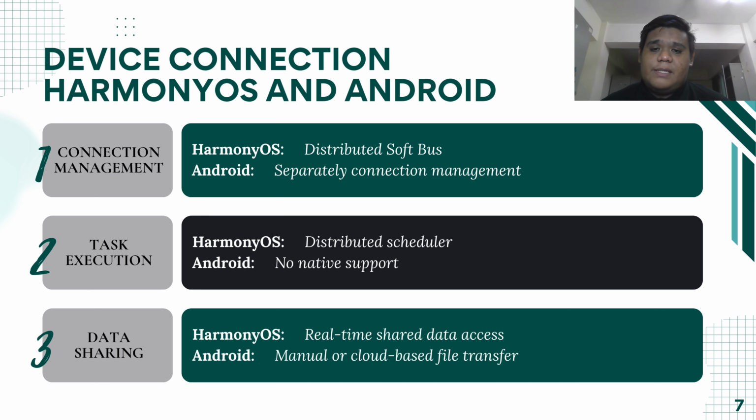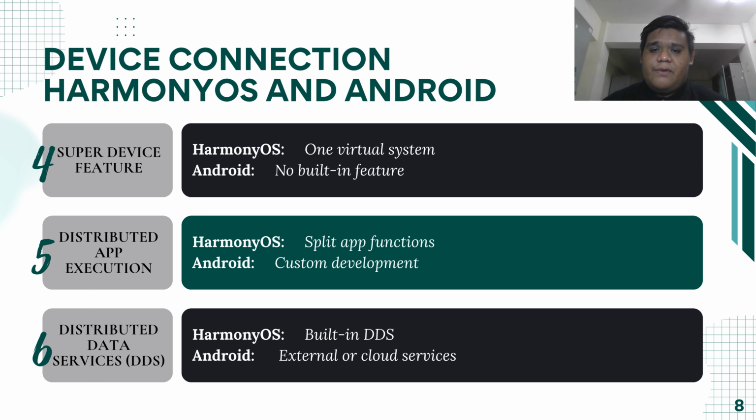In HarmonyOS, they offer real-time shared data access across devices. Meanwhile, for Android, they use manual or cloud-based file transfers. Next, number four is super device features. In HarmonyOS, they group multiple devices into one virtual system. But for Android, there is no built-in feature for treating devices as a single system.